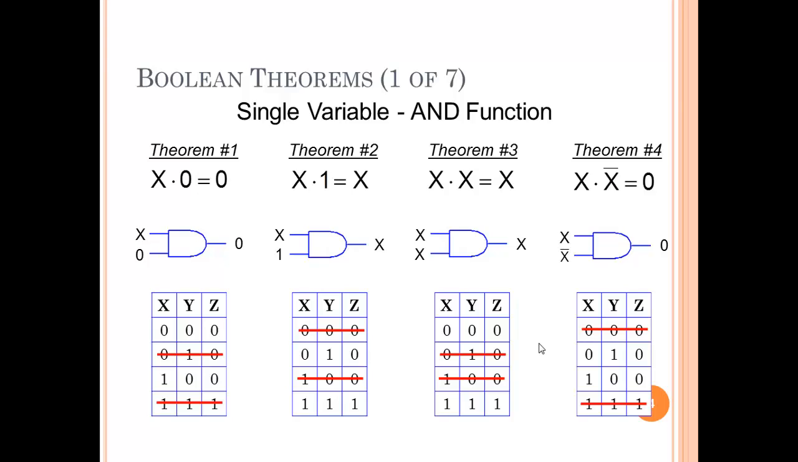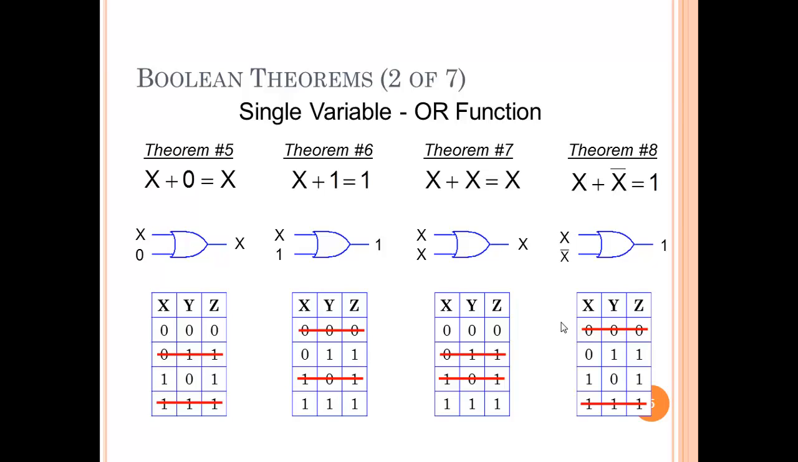All right, x and not x. If x is 1, then not x will be 0. So that coming into an AND gate will always be 0. If x is 0, then not x would be 1. A 0 and a 1 will still make a 0 in an AND function.